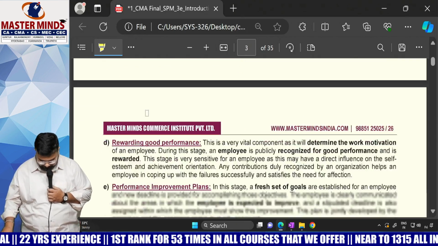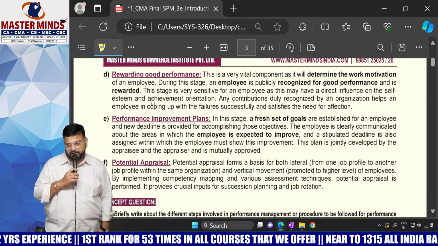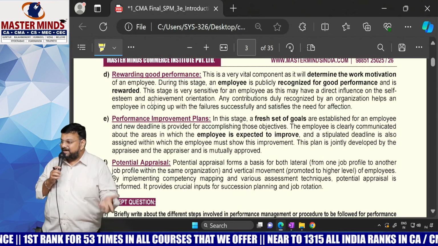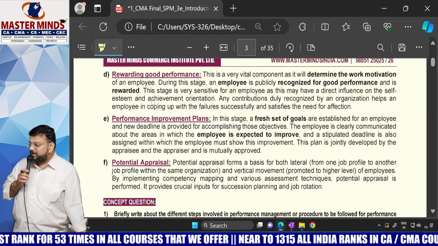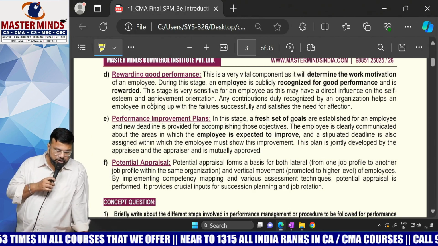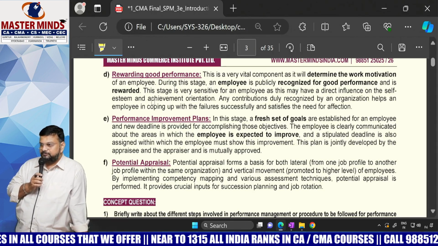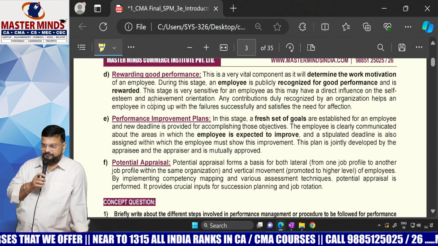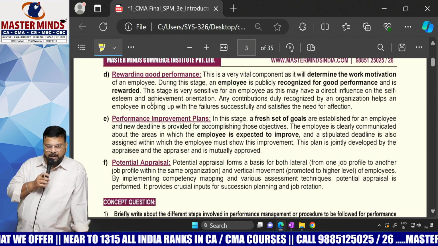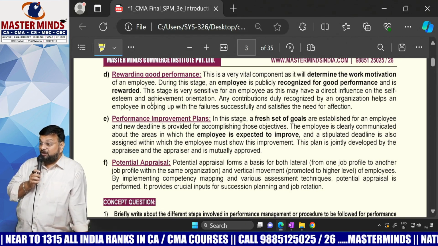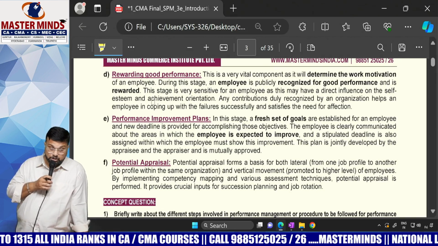Next. Rewarding good performance. Obviously, there may be some employees who have met your standards. Obviously, they will be expecting some reward. Now, what will happen if management does not reward them duly? Definitely, they will show that in their performance coming year. This year, they have performed well, expecting that management will reward them duly. Now, here reward does not mean just a word of mouth.